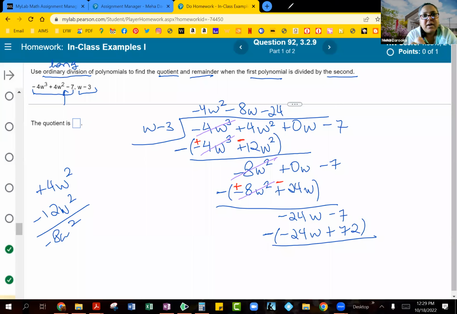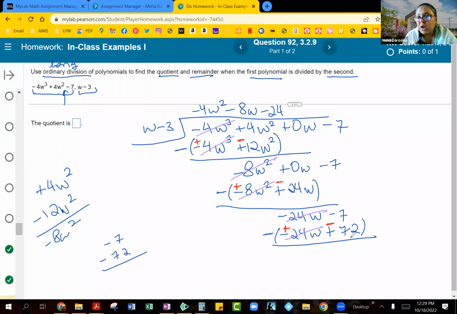All right, guys, so we are now transferring this negative sign into the parentheses, or distributing it. So negative times negative again will make this guy into a positive. Negative times positive will make this into a negative. So again, -24w and positive 24w cancel each other out. And the very last thing you are left behind with over here is -7 minus 72.